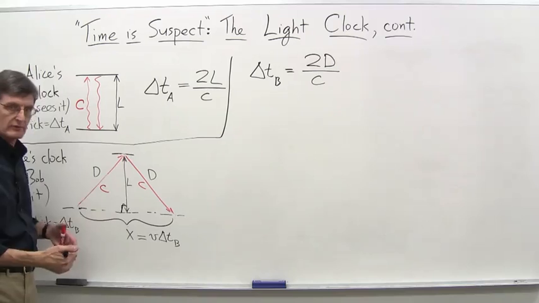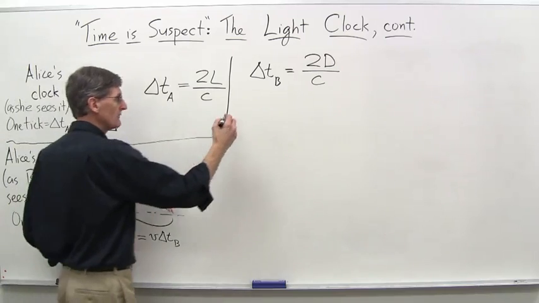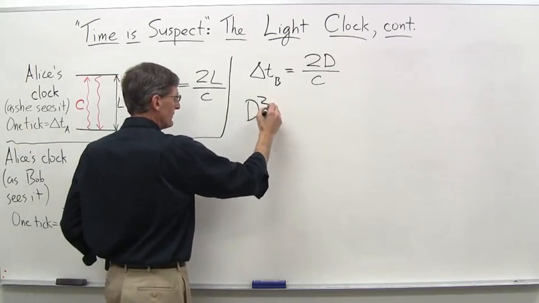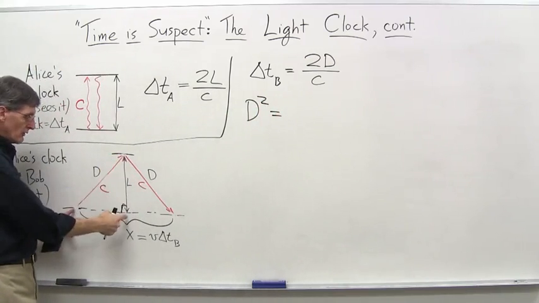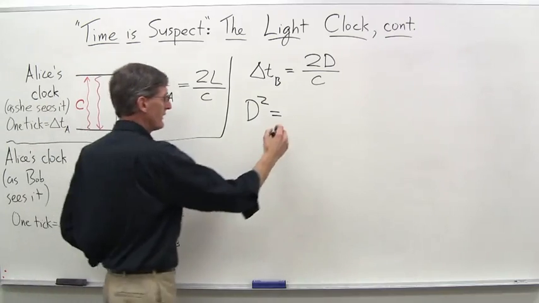So let's just start writing that down here. Let's say, okay, Pythagorean theorem says that d squared equals L squared plus x over 2 squared. We'll just write that first.